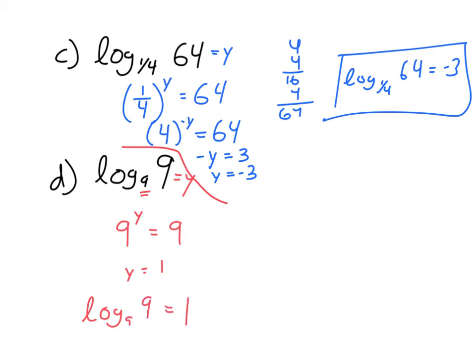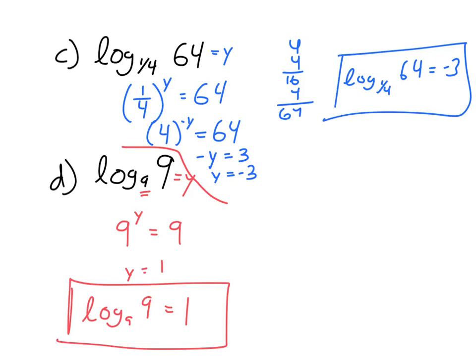And this is another rule that we're going to talk about in the next video. If you take the log where the base and what you're taking the log of match, it's always going to equal 1. That makes sense because, what power would you bring it to in order to get the same thing? Well, 1. So that's the answer: log base 9 of 9 is 1.